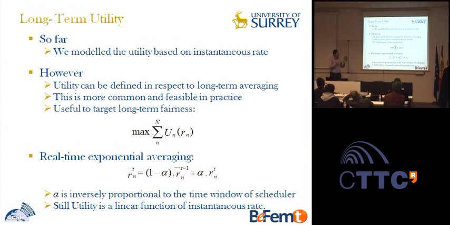And in this scenario, we try to define the utility optimization in a long-term perspective, and this is achievable through defining this real-time exponential averaging. As you can see, by using this real-time exponential averaging, still our utility is going to be a linear function of instantaneous rate that we have got. But this will give us a notion of long-term fairness, which is tunable through this alpha value, which is inversely proportional to the time window that we have got for our scheduling problem.